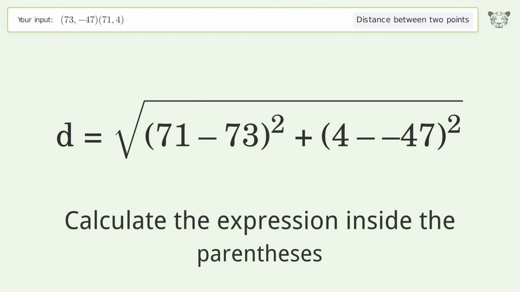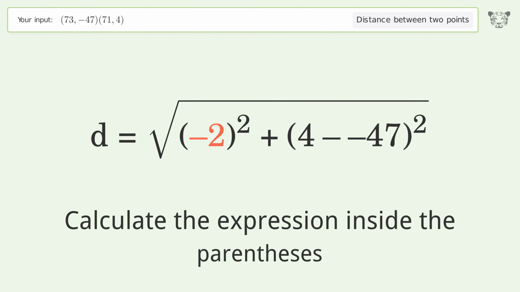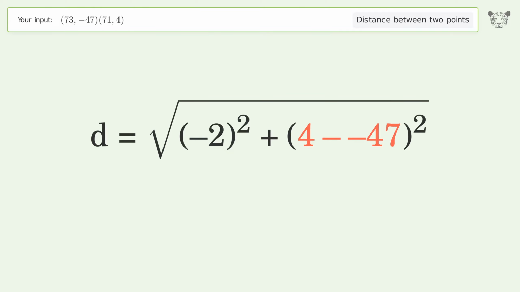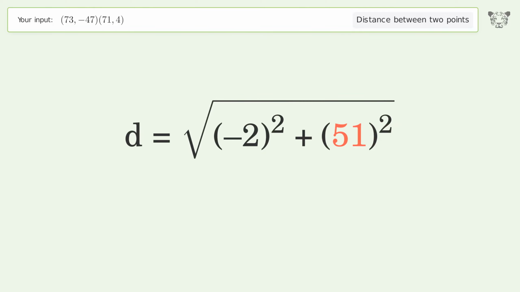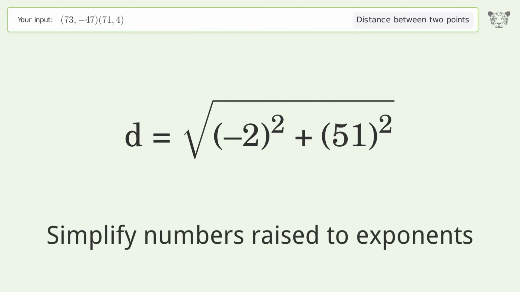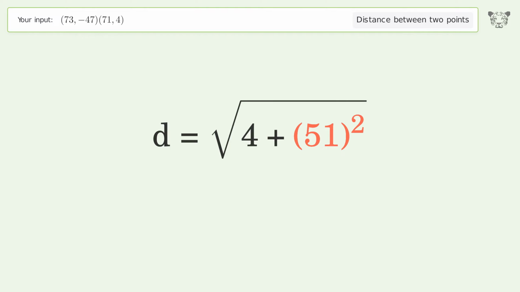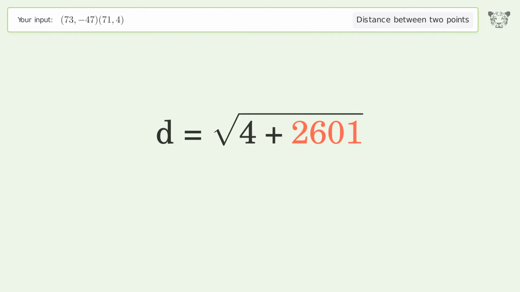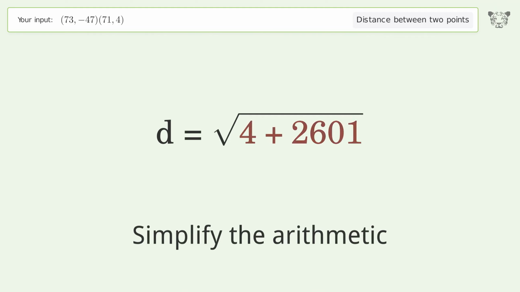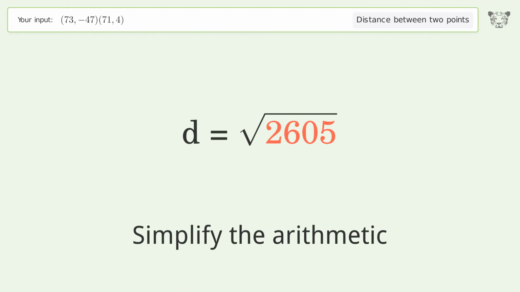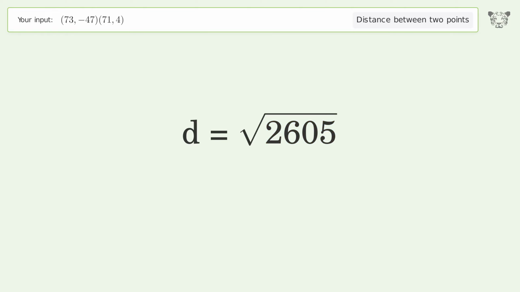Calculate the expression inside the parentheses. Simplify numbers raised to exponents. Simplify the arithmetic. And so the distance between the 2 points is the square root of 2,605 or 51.039.